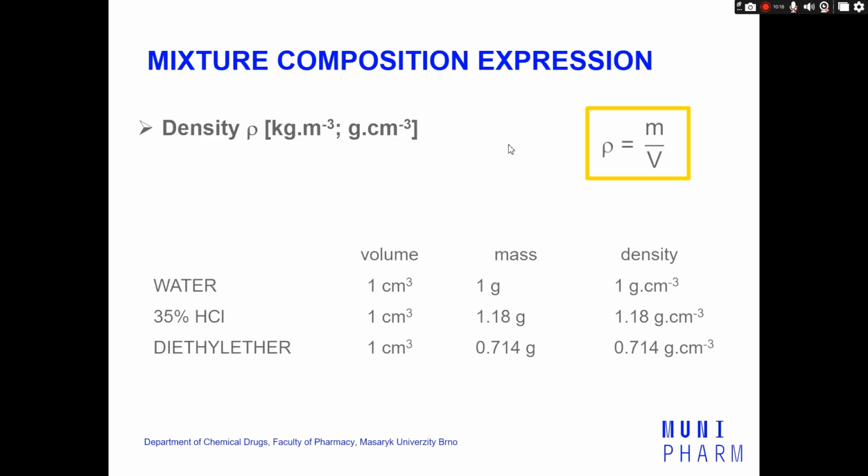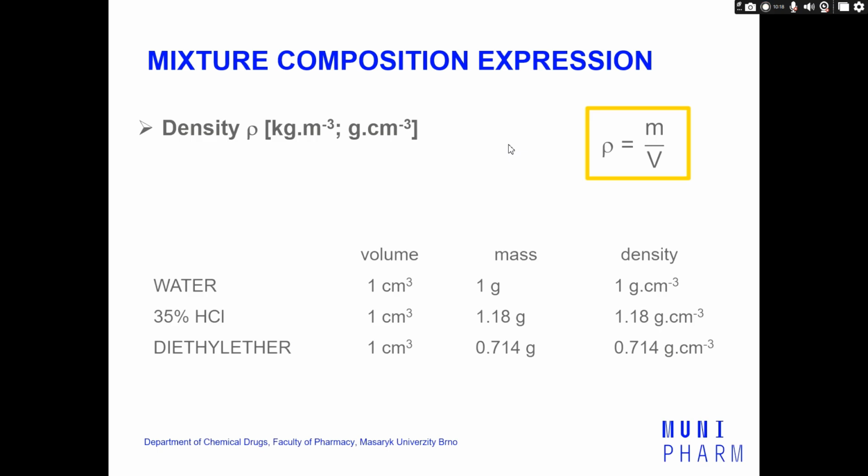If the substance has a higher density than water, then this substance is heavier than water. An example can be a 35% hydrochloric acid solution with a density of 1.18 grams per cubic centimeter. 1 cubic centimeter of such a solution weighs 1.18 grams.